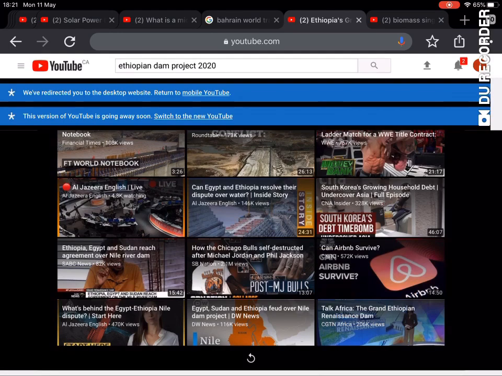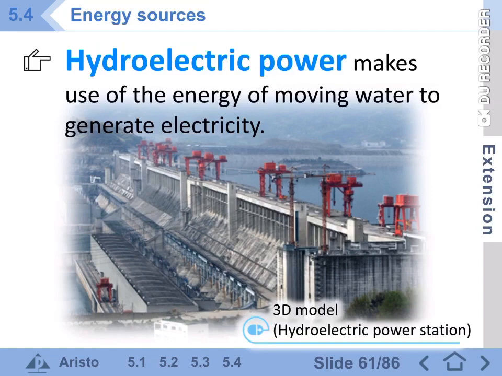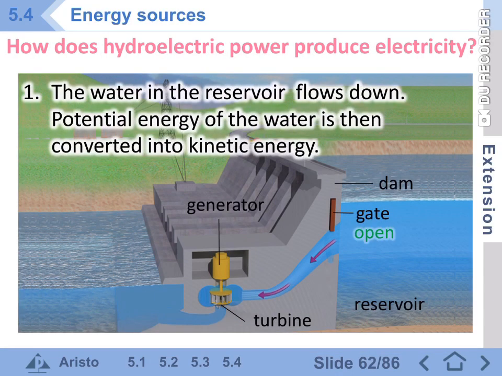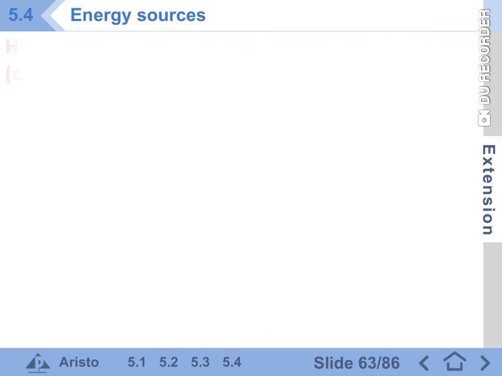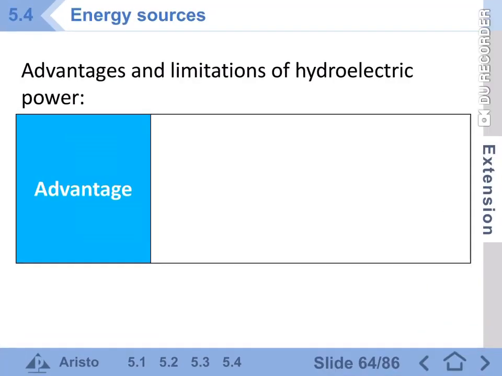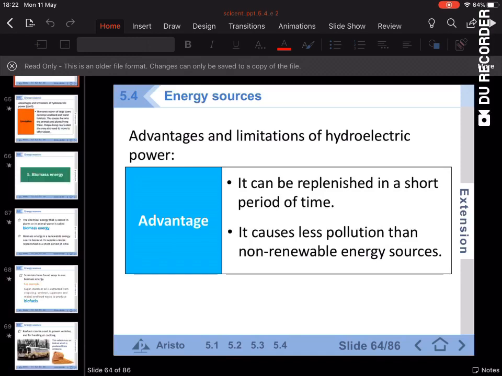Okay, so in here, that is Ethiopia's effort to make the dam, to make electricity for them and the nearby countries. And from that, you see that there's an explanation on how it's the opening, the water goes in, and then it will turn the turbine to give the electricity to the people who are waiting for it. So in here, the advantage is that it can be replenished in a short period of time and it produces less pollution than the other non-renewable sources.